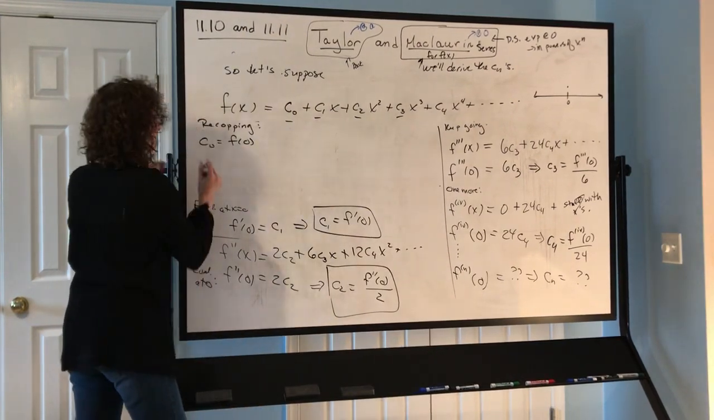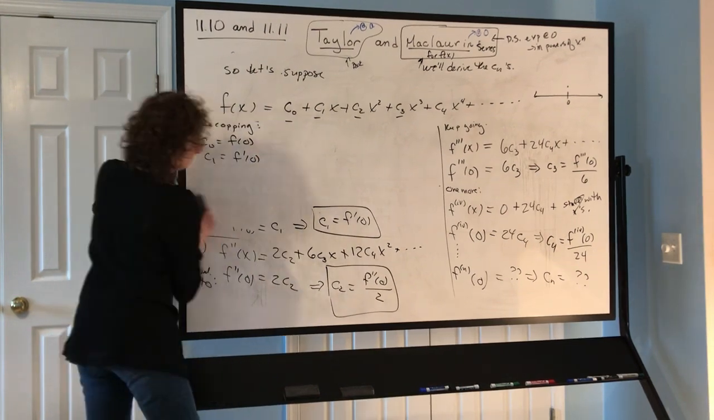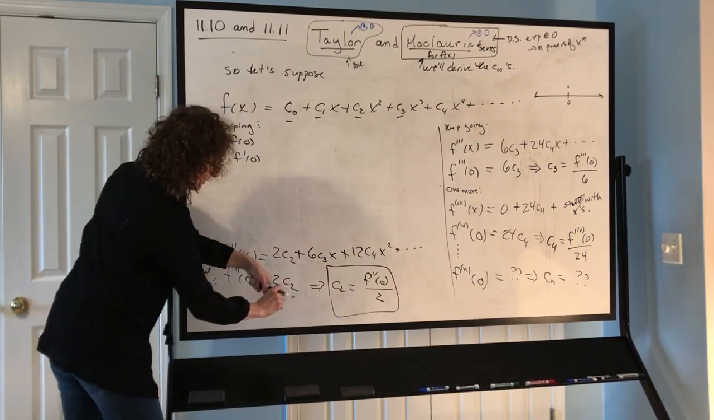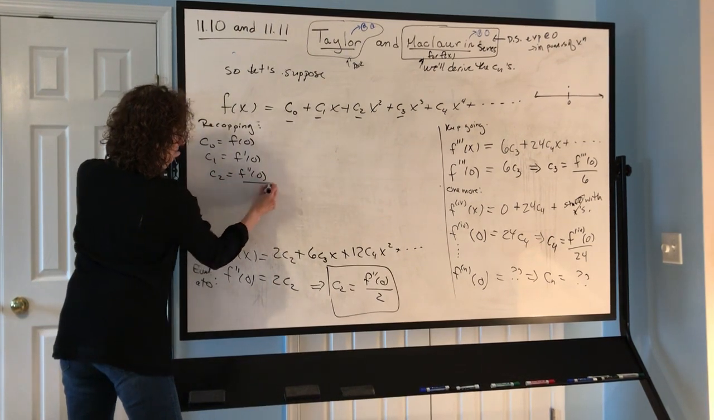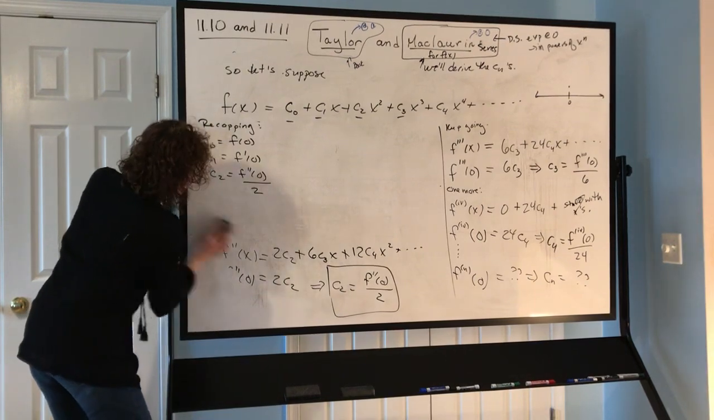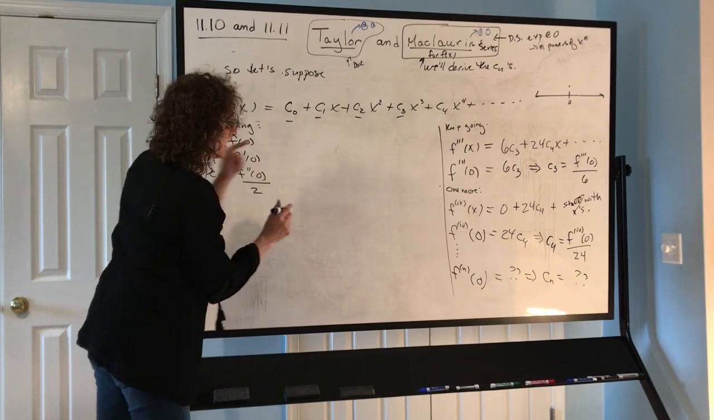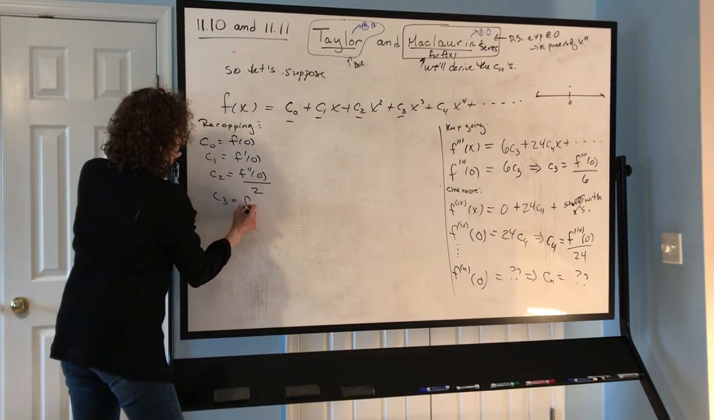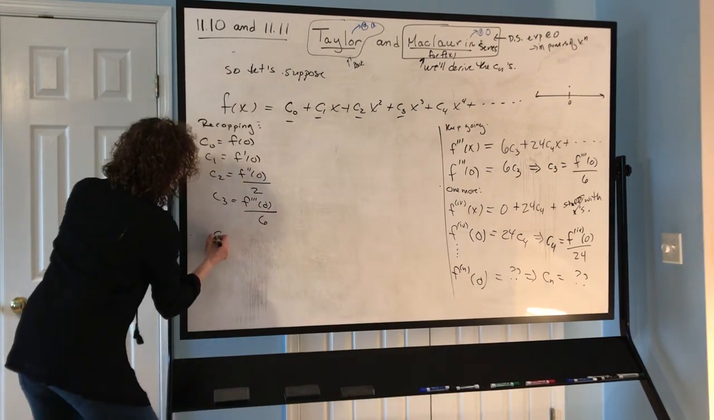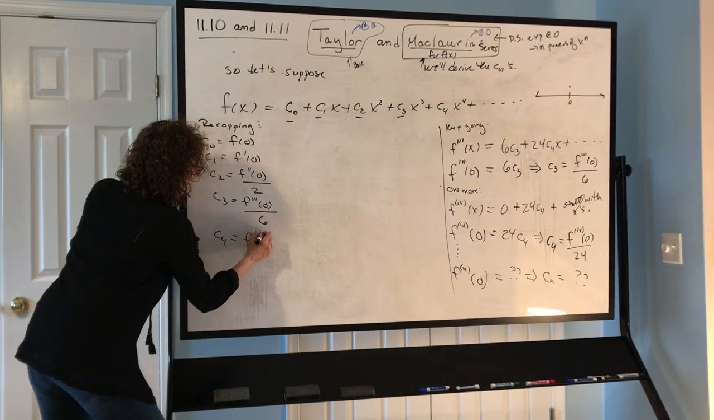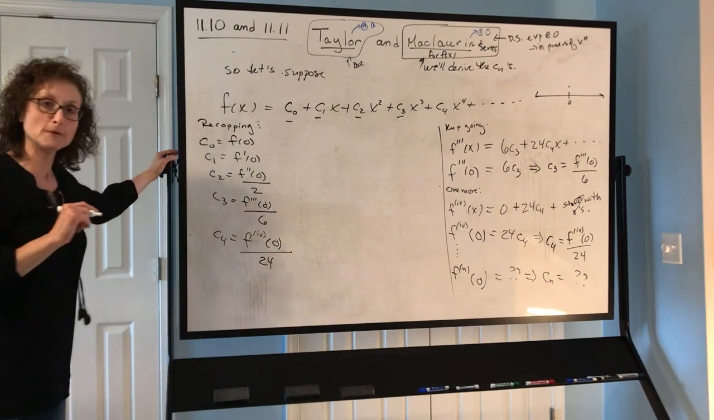What is C1? F prime evaluated at 0, right? What is C2? F double prime evaluated at 0 divided by 2, right? What is C3? F triple prime evaluated at 0 divided by 6. What is C4? The fourth derivative of f evaluated at 0 divided by 24, right?